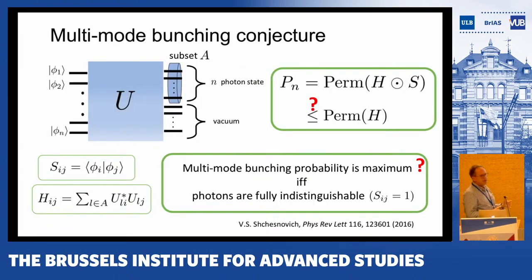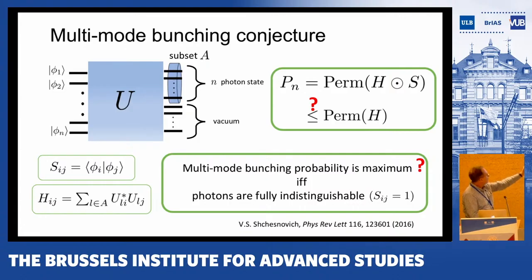If everything behaves as it did up to now, it's very natural to assume that this probability for multimode bunching will be maximum in the case where all photons are ideal bosons. In other words, if this S matrix is the matrix filled with 1, when all these states, phi 1, phi 2, phi 3, etc., are all the same. Mathematically, this means that the permanent of this Hadamard product should be upper bounded by the permanent of H. When we take S equal 1, each entry is a 1. This is the case where all photons are identical.